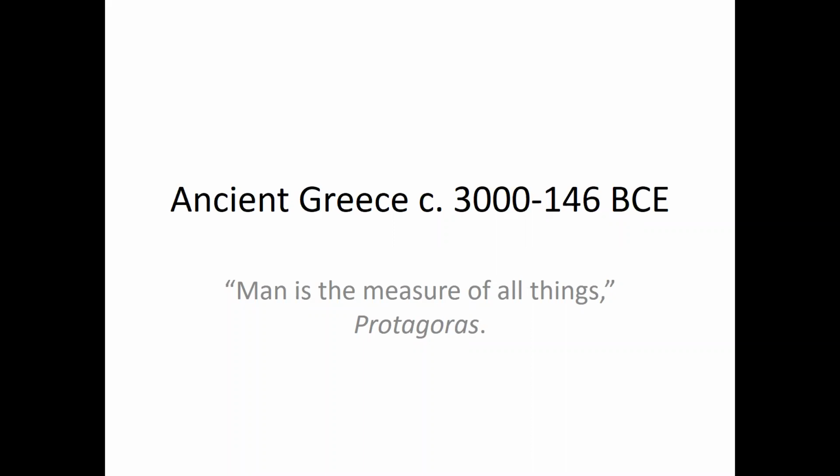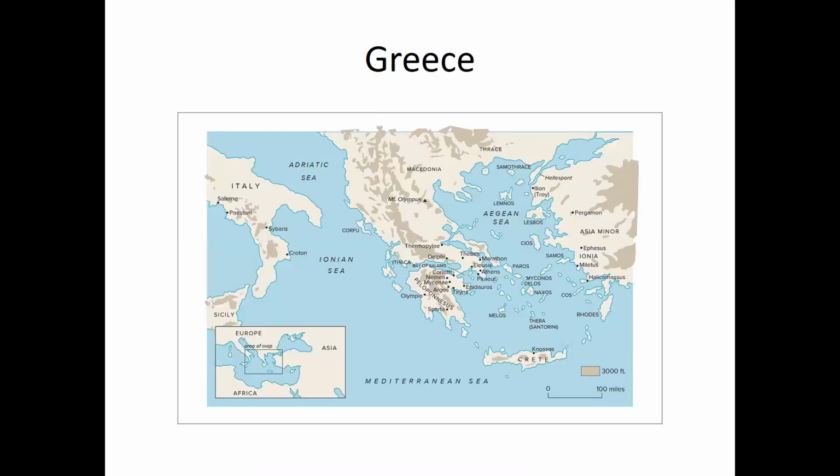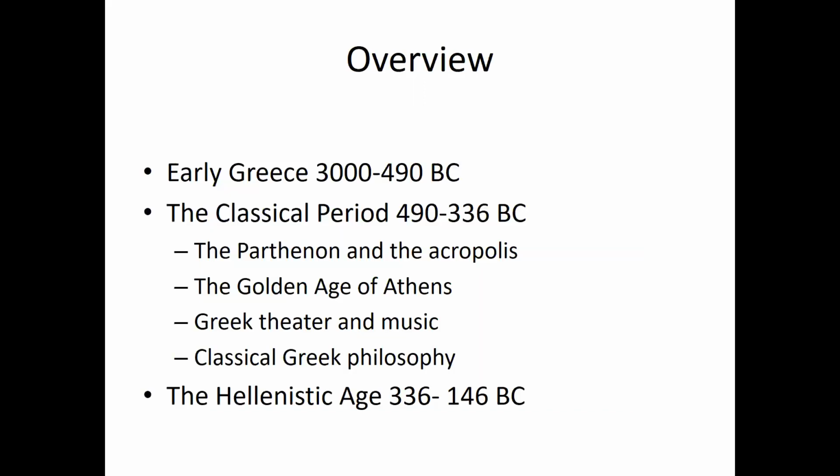Ancient Greece, 3000 to 146 BCE. In this unit, you will focus on just one civilization from the ancient age, the Greeks. Many of you are familiar with the Golden Age of Athens, known as the Classical period, a short 80-year period in the 5th century BCE.